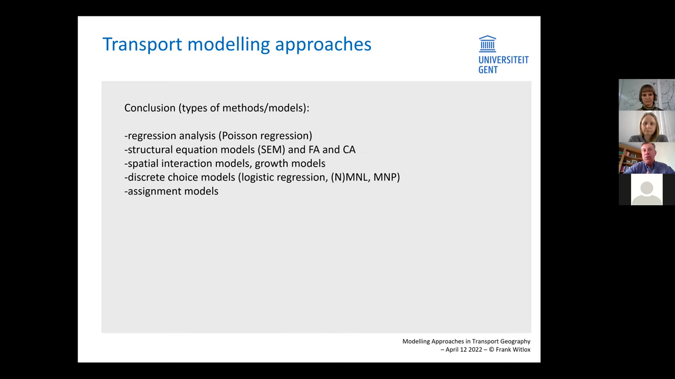And a wide range of discrete choice models that explain why people choose certain modes, choose certain routes, choose certain companionship with whom they want to travel, etc. And then a number of models that will also help you in assigning it to the infrastructure.